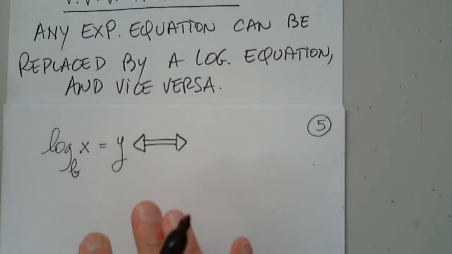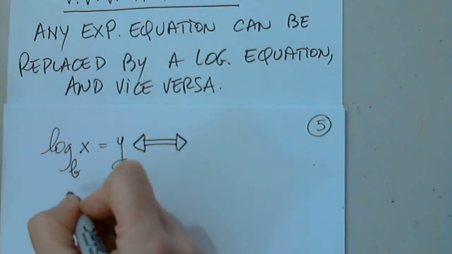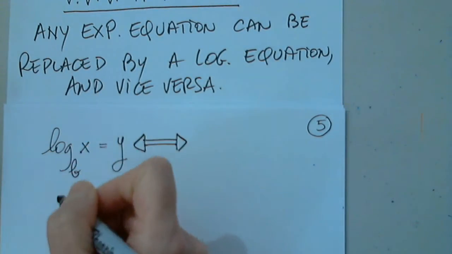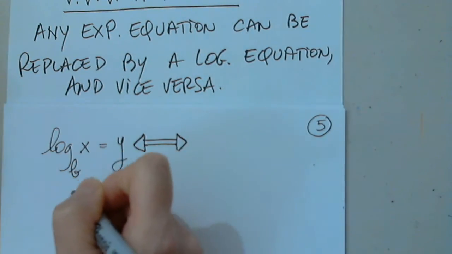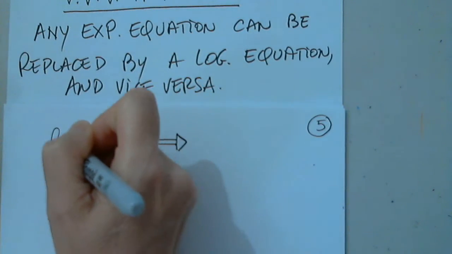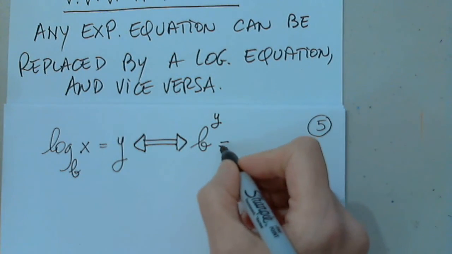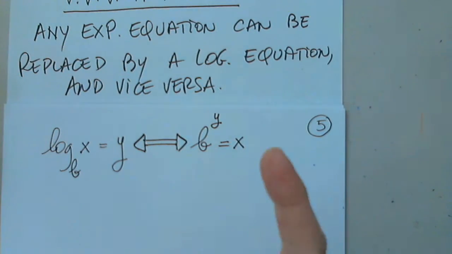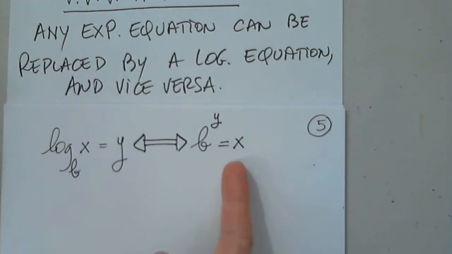And here is how. We always start with the base and we go counterclockwise. B, not times y. Careful. B raised to power y equals x. Any exponential can be changed into a log equation, any log equation into an exponential.